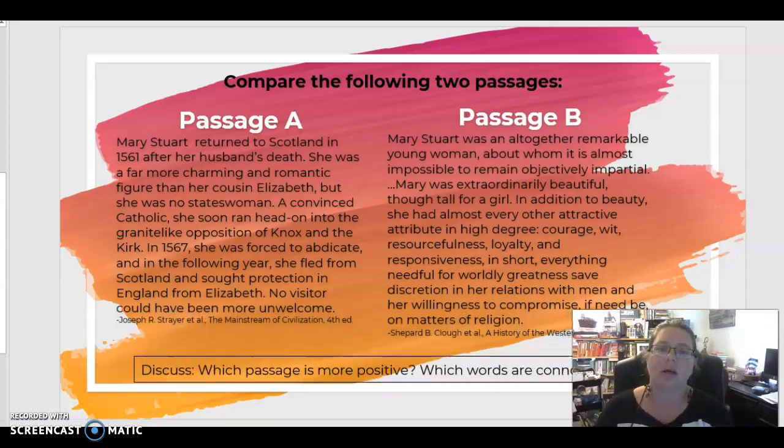I apologize. So there are two passages here, and essentially what I'd like to ask you to do is to just go ahead and pause the video, read both of the passages, and then ask yourself, which one do you think is more positive, and what connotative words in those passages help you determine whether the author feels positively or negatively about Mary Stuart.